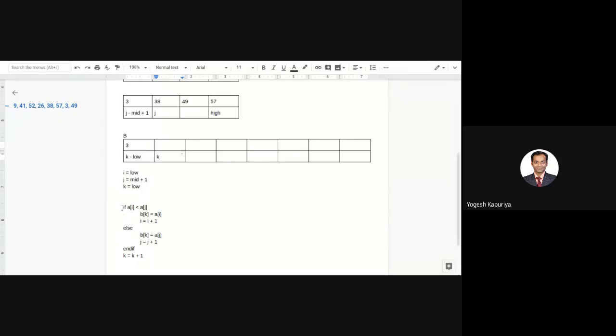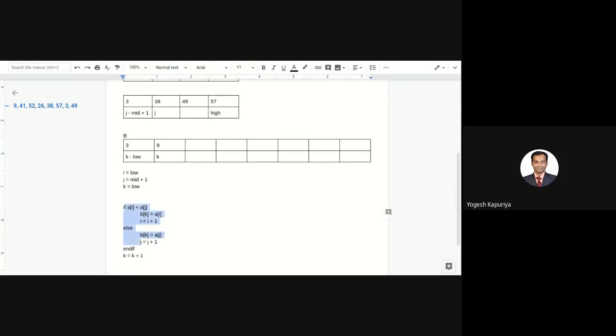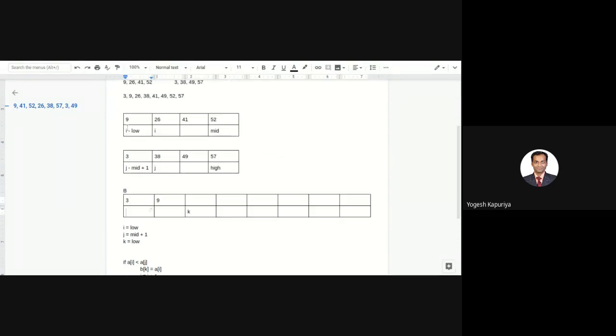Again, you will make the comparison. A of I is less than A of J. A of I is 9, A of J is 38. If A of I is less than A of J, then B of K is equal to A of I. Here A of I is 9 and this is 38, so 9 is less than 38, so 9 will be copied. I is equal to I plus 1, so now your I is incremented and comes here. Then at the end of this if condition, K is equal to K plus 1, so now my k moves here. So this is how it looks like.